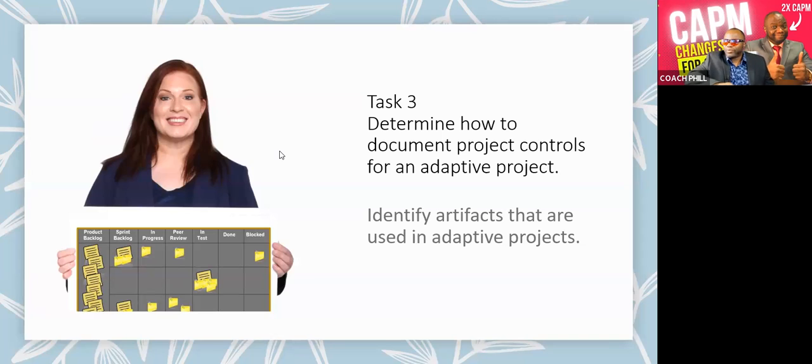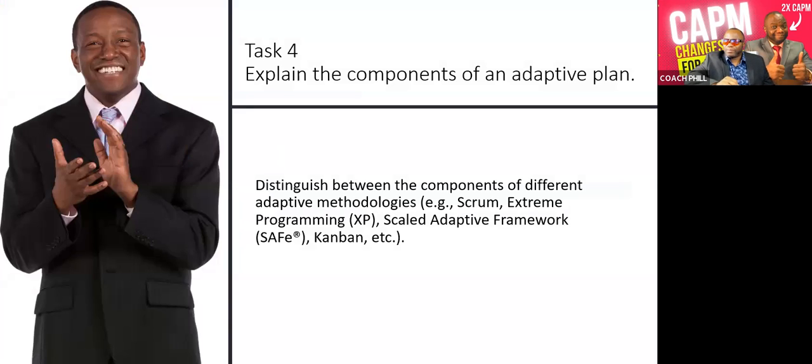All right, let's move on to task 4. Explain the components of an adaptive plan. Distinguish between the components of different adaptive methodologies: Scrum, XP, Scaled Agile Framework, SAFe, Kanban, and so on.